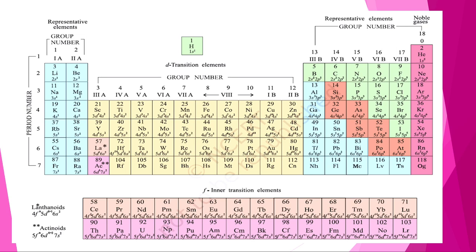So look at the first period. In the first period, there are only two elements, hydrogen and helium. Hydrogen has similarity with group 1 and also with group 17, so we place it in the center. We are not placing it in group 1, and not in group 17; it is placed in the center of the table, right?